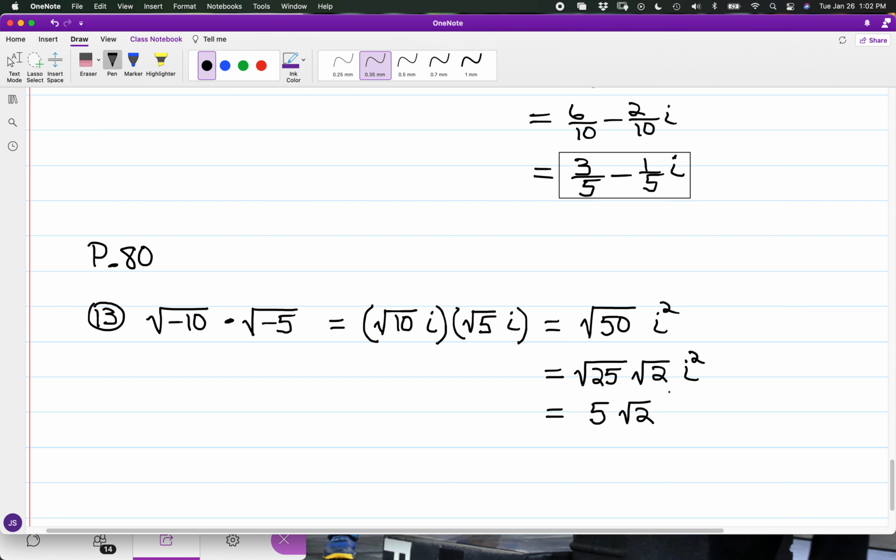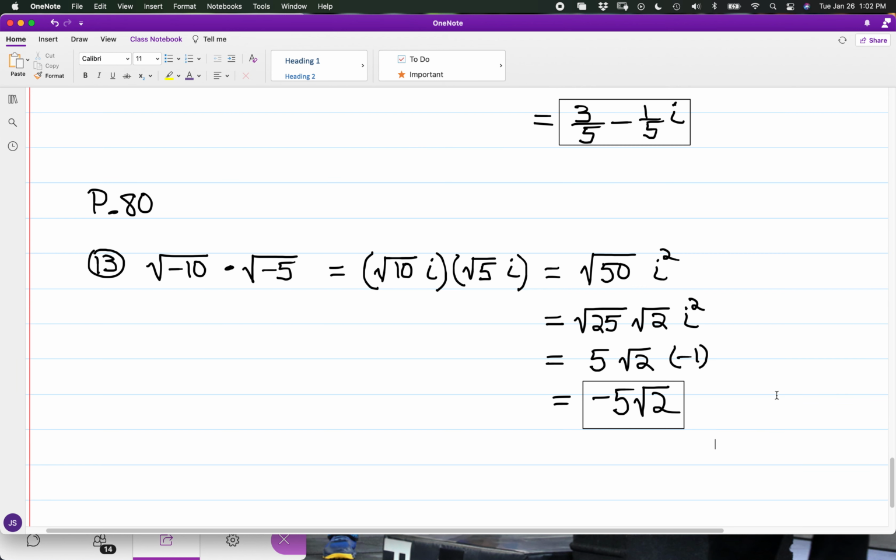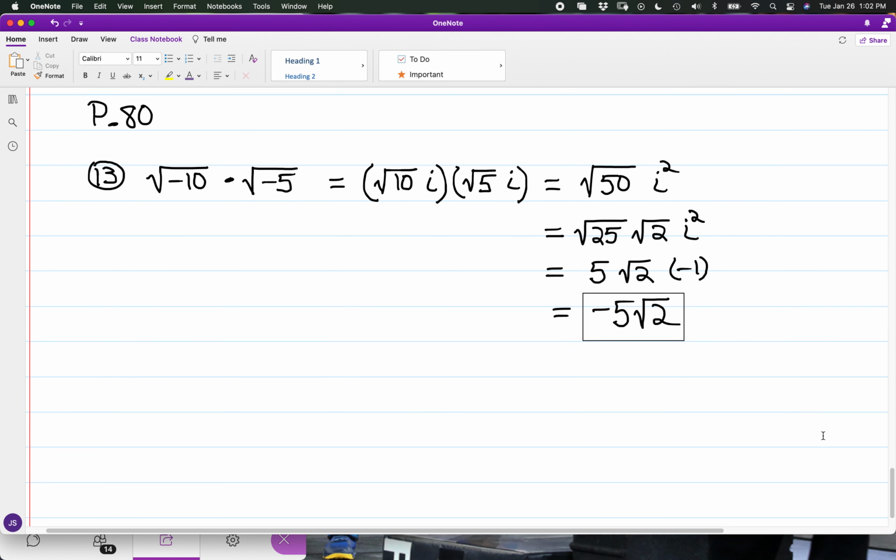And we have that i squared, which is going to be negative 1. So we got 5 times the square root of 2 times negative 1. And for this end result, in reduced exact terms, we come out to negative 5 times the square root of 2. And for the next item, we have number 18.